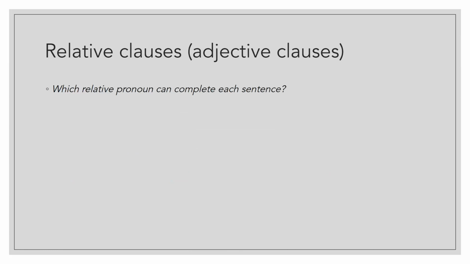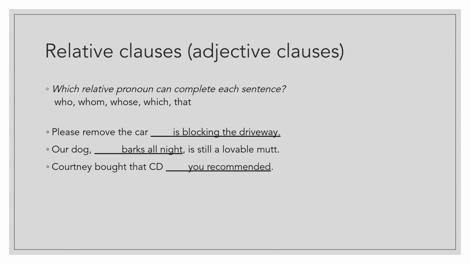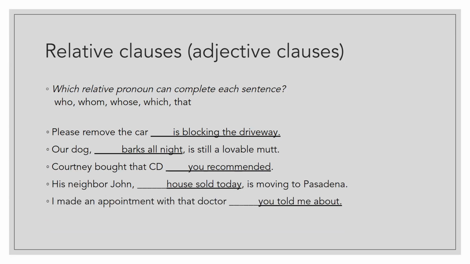I'm going to give you some examples again. Just go along, pause the video if you have to. Which relative pronoun would you put in each sentence? So which sentence would be a who or a whom or whose, a which or that? And there could be more than one option for these. So the car, right? Our dog, that's CD. John, his neighbor John, or that doctor. Pause the video now. Which relative pronoun could fill in that blank?